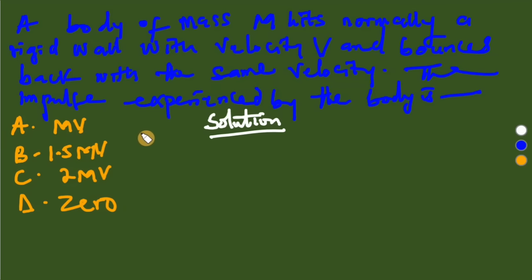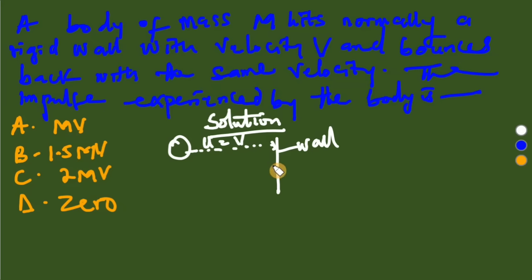So let us solve this example problem. A body of mass m hits normally a rigid wall with velocity v and bounces back with the same velocity. The impulse experienced by the body is dash. So let's make the diagram. This is the wall and a body of mass m. Let's say this is a ball. This body hits this wall with a velocity v. So the initial velocity is v, and it bounces back with the same velocity.